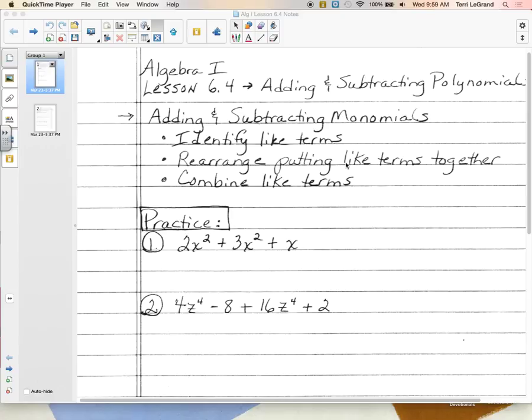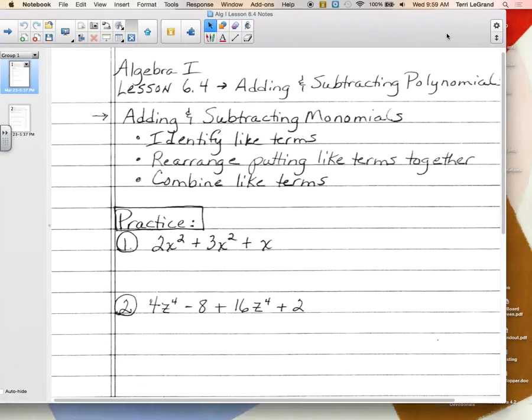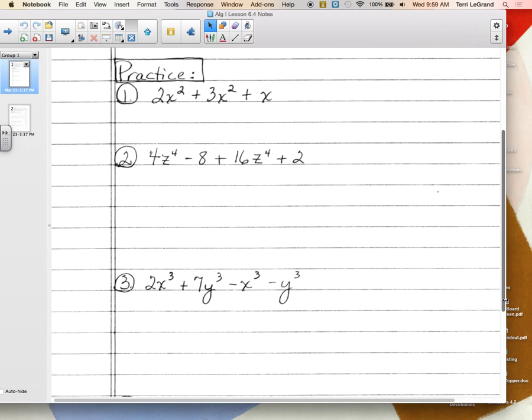So what we're going to do is identify like terms, which we already know how to do. We're going to rearrange, putting the like terms together. In other words, we're going to say, you guys can be added together, so let's put you here, followed by this group of like terms, and so on, until we have them rearranged, and then we will combine like terms. We're first going to practice just adding and subtracting monomials. There'll be no parentheses involved because we're just adding monomial terms together.